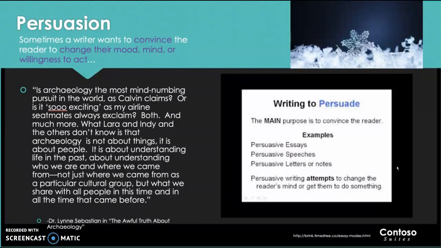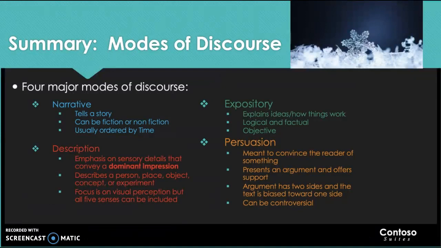All right, so I have a little bit more to talk to you about. Here's a summary. This slide is just a summary, and I'm going to ask you to do some practicing. The reason I put it all on one slide is because sometimes when you're trying to figure out what mode of discourse is which, it's easier if you have it all on one page. So I just put it all on one page.